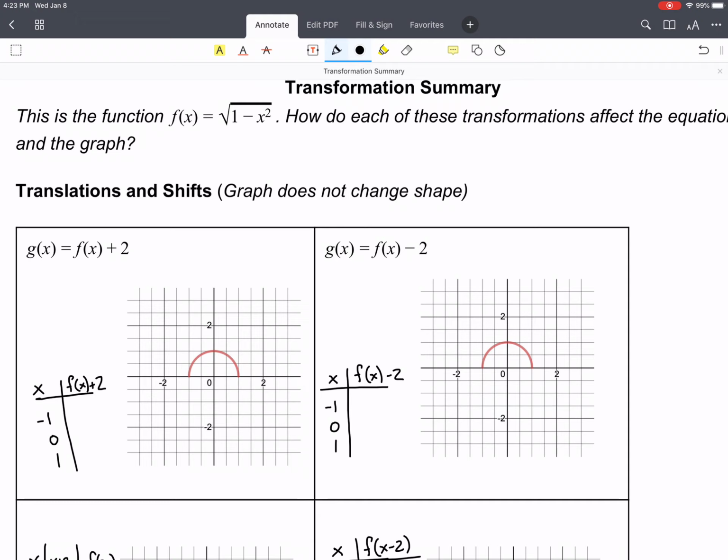So we want to do kind of a summary of our transformations that we've been playing with in Desmos so we get a better idea of how these work. And we're going to work with the function f of x is the square root of 1 minus x squared.